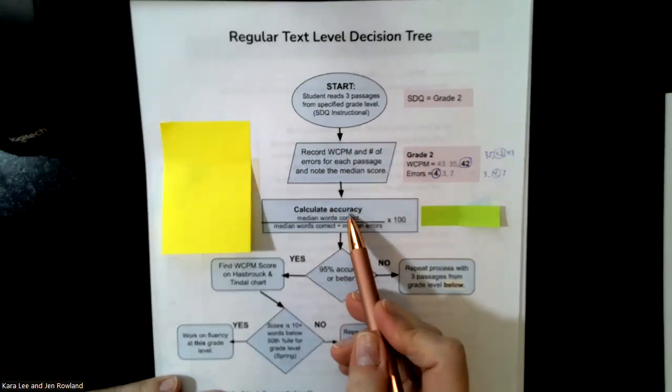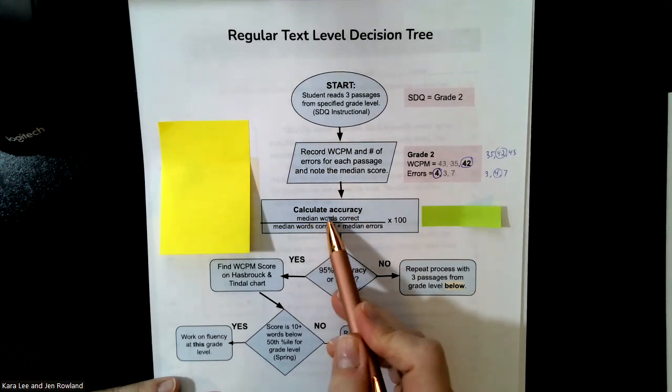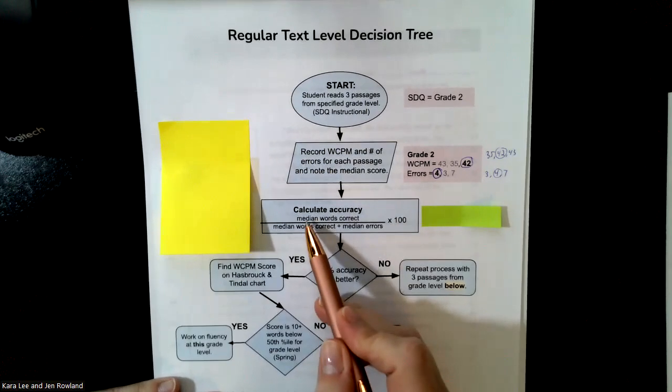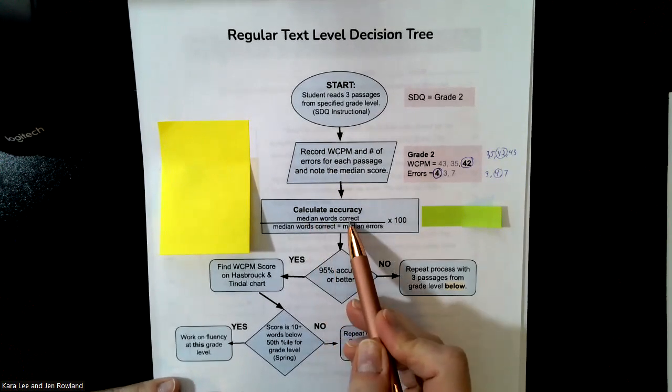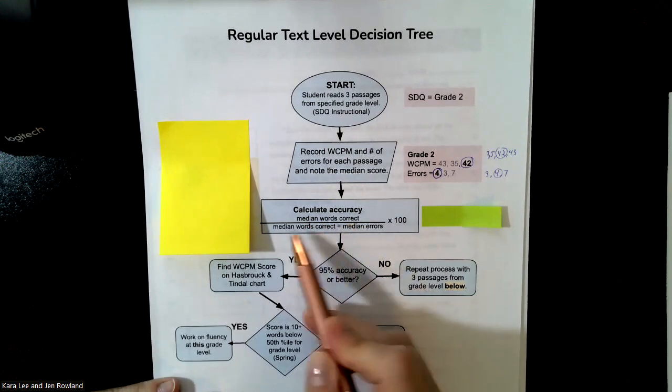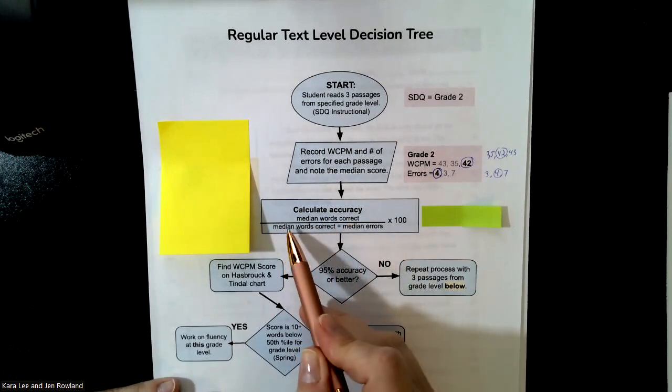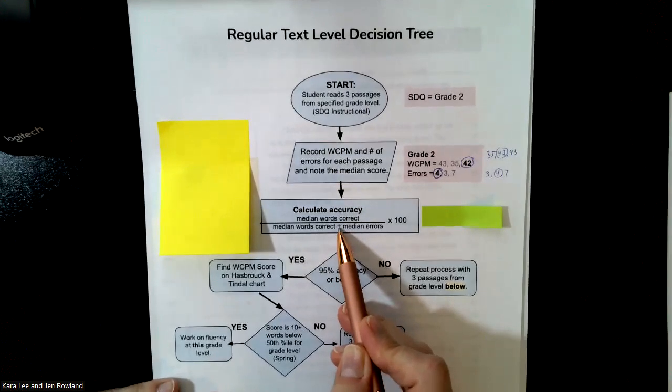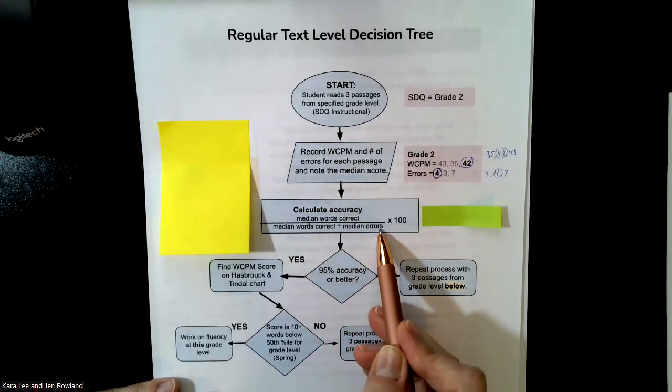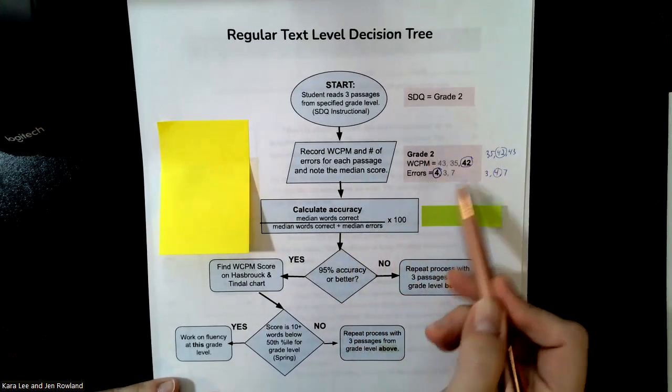Calculate the accuracy. So how do I do that? Well, it's a ratio, it's a formula. Median words correct divided by median words correct plus median errors. That's why I had to do all this over here.